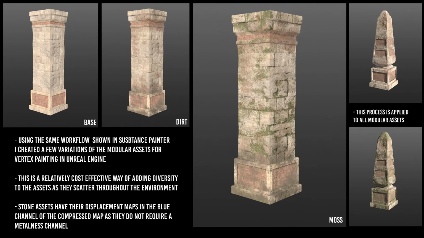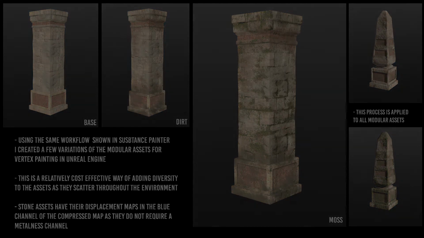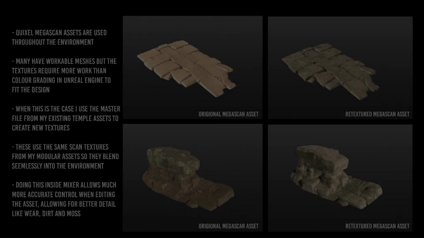Once I'd worked out its intricacies, this was not much of an issue, so once again I created a couple of variations of the master material to be polypainted in Engine. It was really important to learn Mixer for this project, as a huge factor in streamlining the design would be utilising Quixel's Megascan asset library.